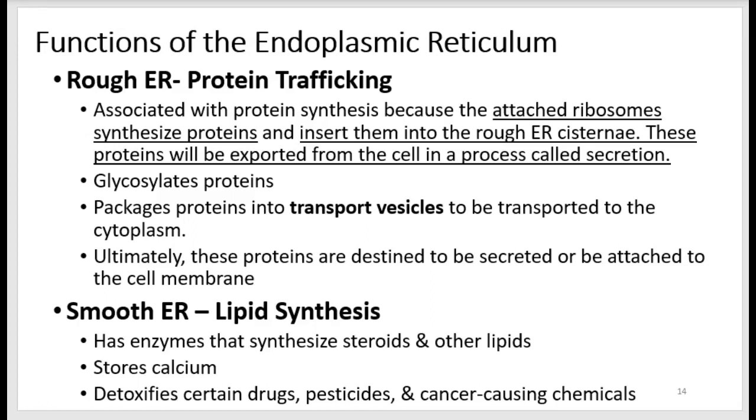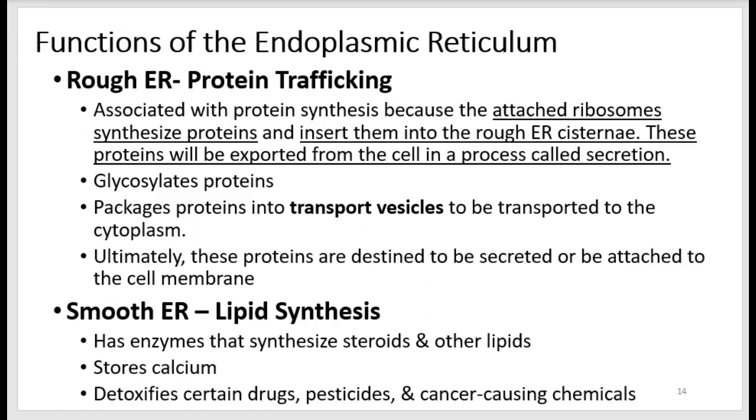Ultimately, all the proteins that are made by ribosomes on the rough ER and put into the rough ER are destined to go to the cell's membrane, and we'll talk about that later. The proteins will either be secreted, that means released from the cell, or be attached to the cell's membrane.